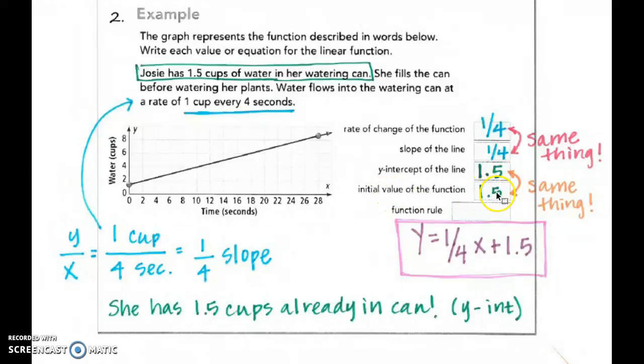It's also the initial value of the function. Those are going to be the same thing each and every time. The y-intercept is 1.5 and the initial value is 1.5. That's where the line or the function is starting.